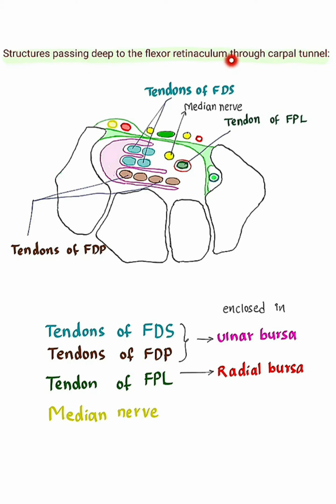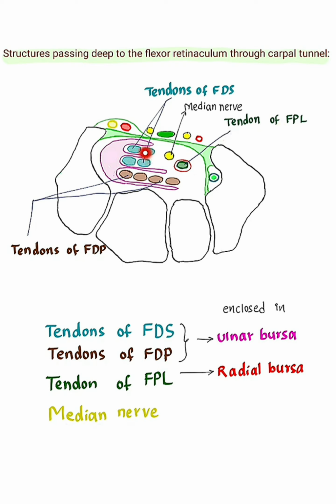Structures passing deep to flexor retinaculum through carpal tunnel are: tendons of flexor digitorum superficialis, tendons of flexor digitorum profundus, tendon of flexor pollicis longus, and median nerve.